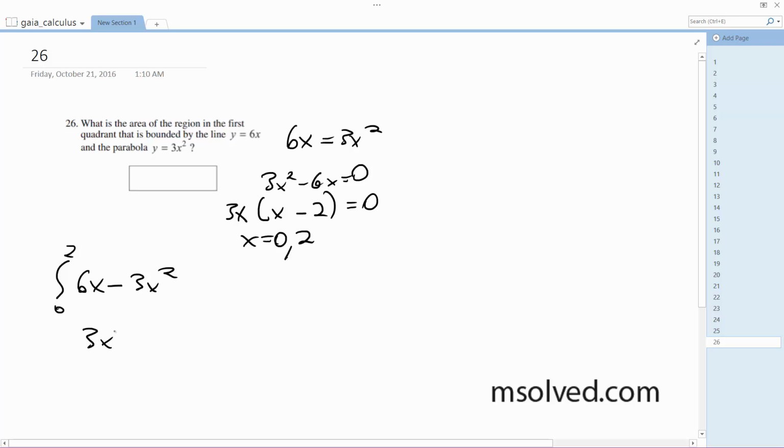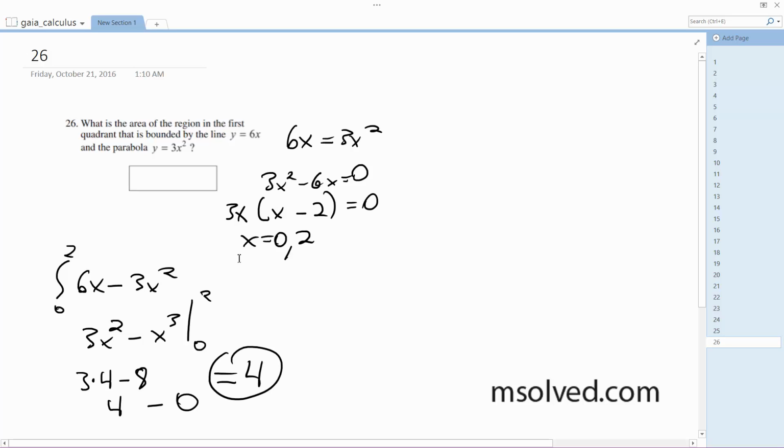This becomes 3x squared minus x cubed, and we go from 0 to 2. And what we end up with is 12 minus 8. So that's 4. And then anything plugged into 0 is 0, so just 4 minus 0. So the final answer is 4.